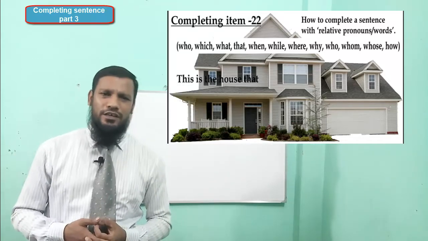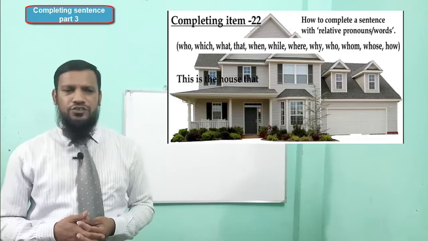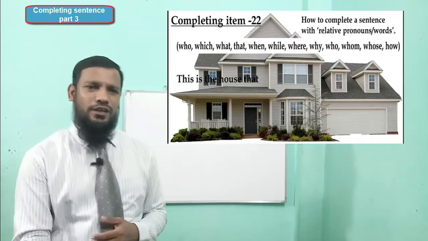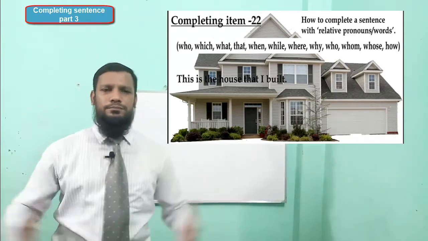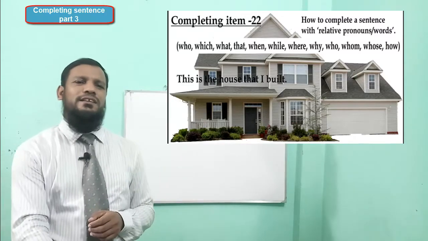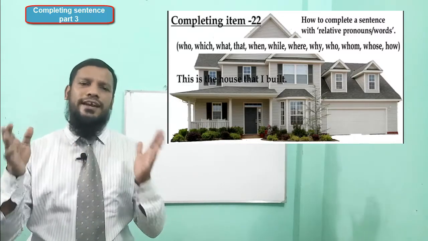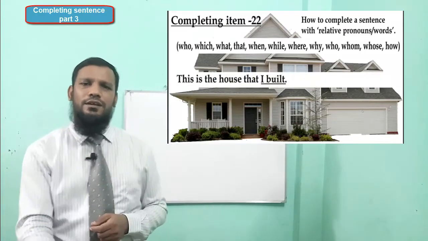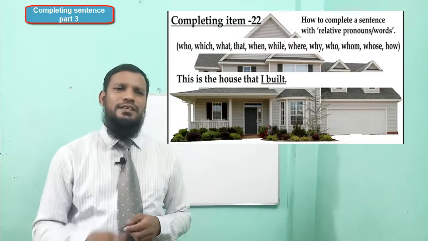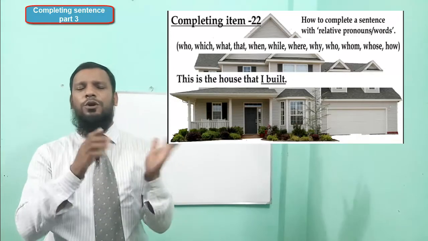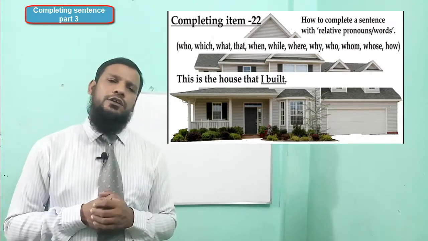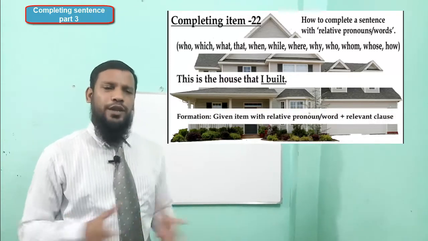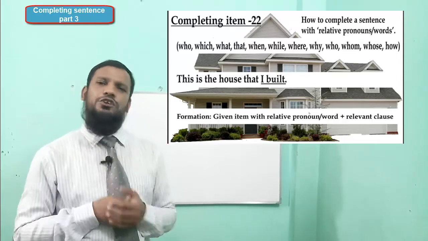So here is another incomplete sentence. We have to complete this. This is the house. Then this is the house I built. Yes, that I built. This is the house that I built. Okay, that is the relative pronoun here. Then I add "I built". In this way, we can complete the sentence using a relative pronoun.